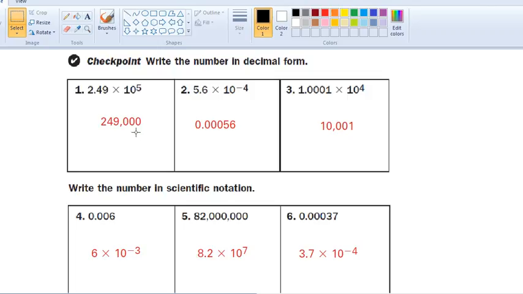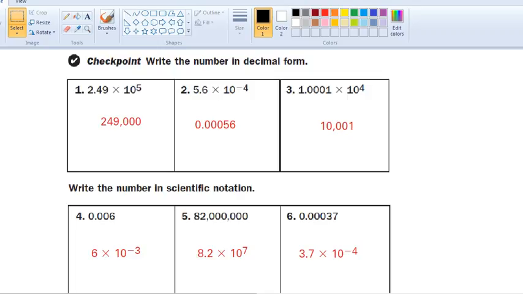So number 1, we have 249,000. Number 2, it's 0.00056. 3 is 10,001. 4 comes to, when you put this back into scientific notation, 6.0 times 10 to the negative third. 5 comes to 8.2 times 10 to the seventh. That makes sense because it's a big number. And then 6 is a smaller number, so it's going to be a negative exponent here. It's 3.7 times 10 to the negative fourth.